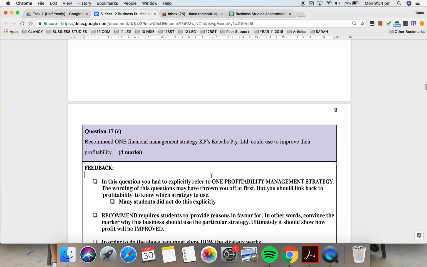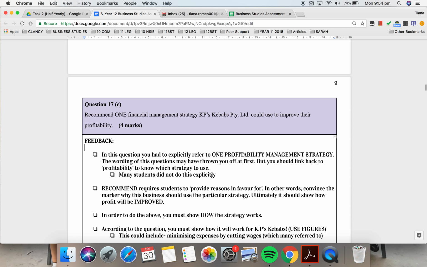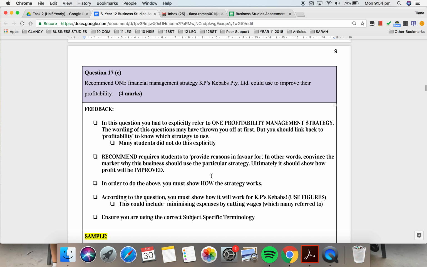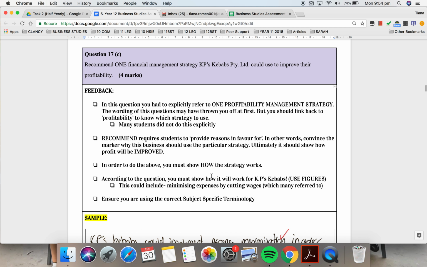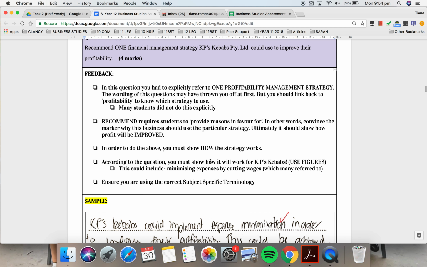So you have to go back to your profitability management strategies. Many students did not explicitly refer to a syllabus management strategy that improves profitability, which is either cost control or revenue control. And then you would choose one within those subheadings. Recommend requires students to provide reasons in favour for. In other words, convince the marker why this business should be using this strategy. You're recommending it. You need to show them why they need to use it. Ultimately, you should be showing how it's going to improve their profit, because the question is asking to improve profitability.